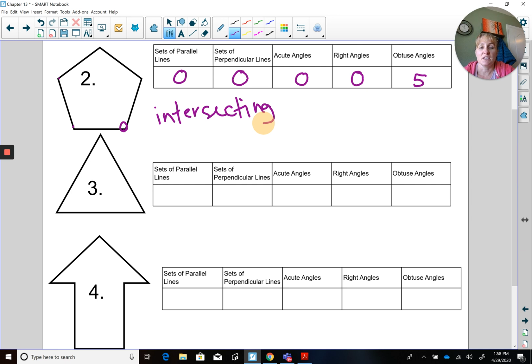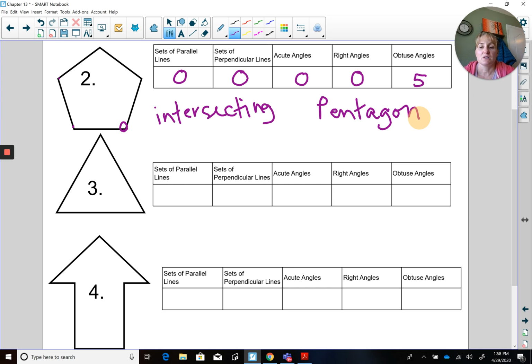Okay? All right, now our triangle over here for number 3. By the way, what did you come up with the shape was for number 2? Were you thinking about that? If it's a 5-sided shape, has 5 angles, it's called a pentagon. Okay, so pentagon. Some of the questions might ask you for names of shapes too, but you should know them already. Okay, so number 3, this triangle here.